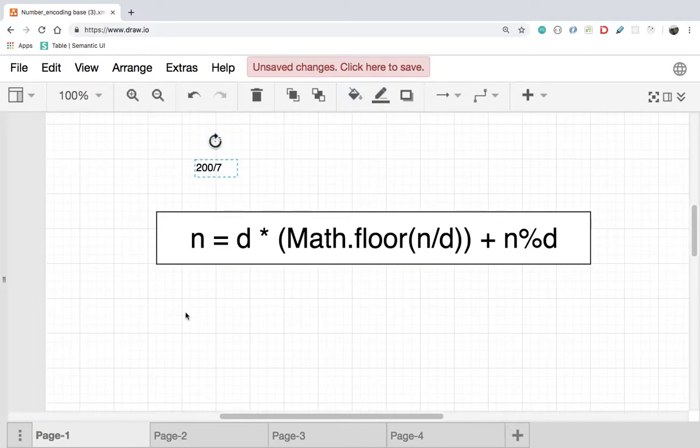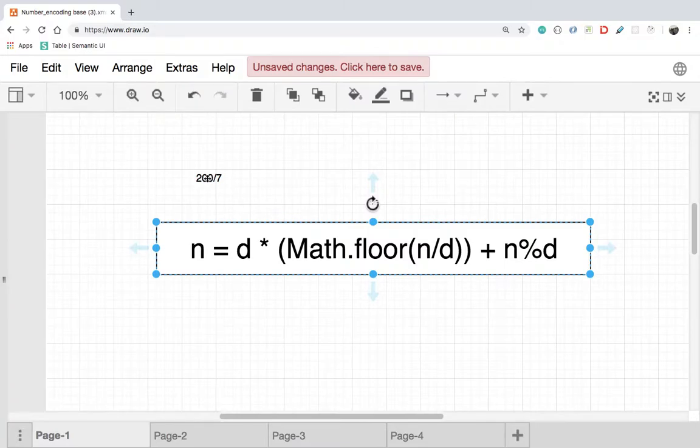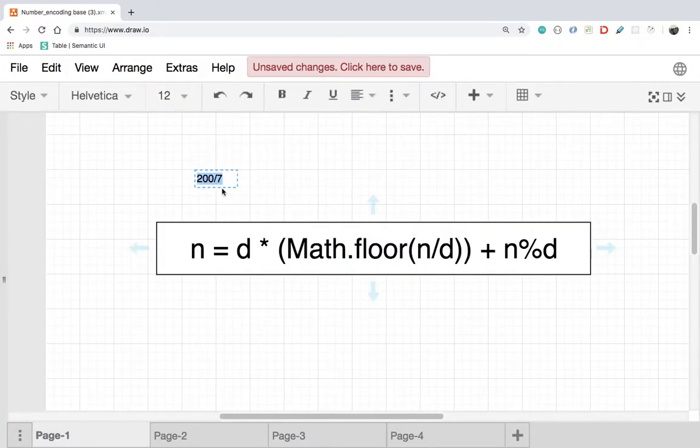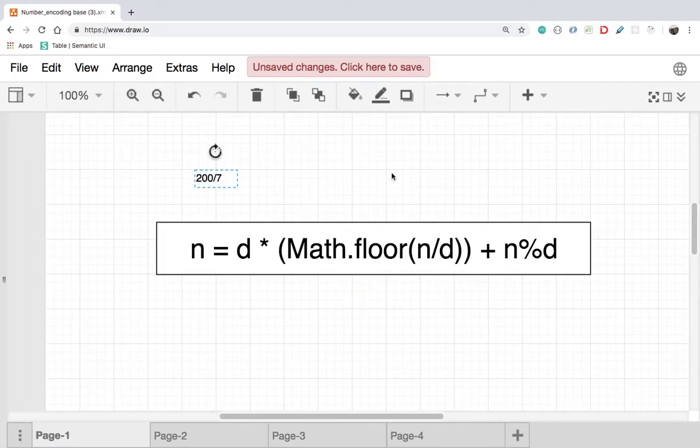We have 200 divided by 7, where 200 is the numerator and 7 is the denominator. We know that 200 divided by 7 is going to give us a floating point number, so that's the reason we are flooring it down to an integer value when we divide n by d. Now you see this formula: n is the numerator, d is the denominator. n is equal to d times Math.floor(n/d) plus n % d, that is n modulo d. When we compute this, we get the numerator as 200. No matter what your numbers are, this formula is going to give out the number. In place of 200, if you had 300, it would have given you 300. If it was 333, it would have given you 333. This formula is going to come in handy for our solution.